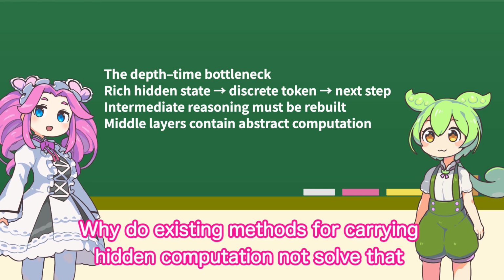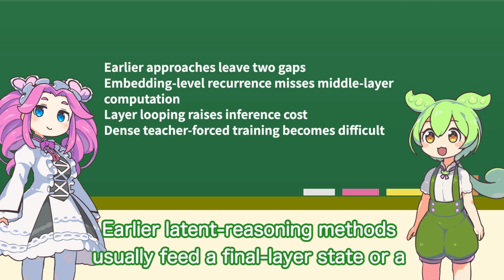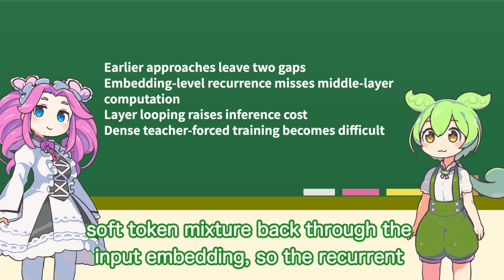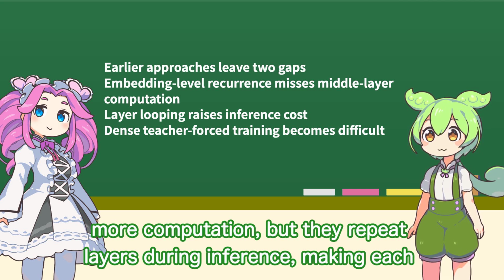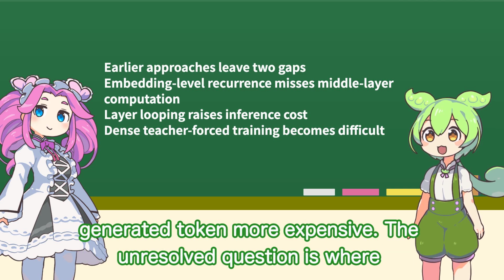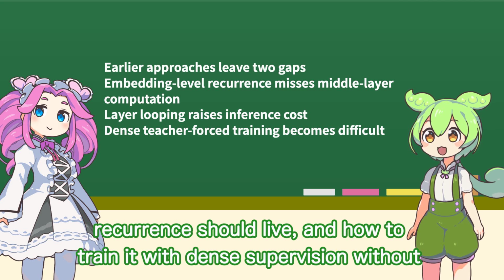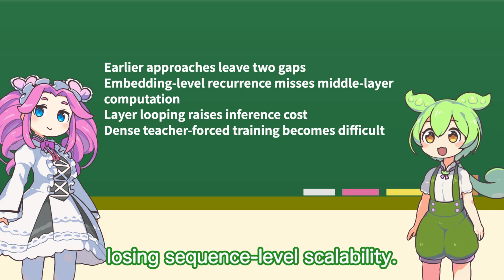Why do existing methods for carrying hidden computation not solve that bottleneck cleanly? Earlier latent reasoning methods usually feed a final layer state, or a soft token mixture, back through the input embedding, so the recurrent signal still bypasses the middle layers. Loop transformers can create more computation, but they repeat layers during inference, making each generated token more expensive. The unresolved question is where recurrence should live, and how to train it with dense supervision without losing sequence-level scalability.